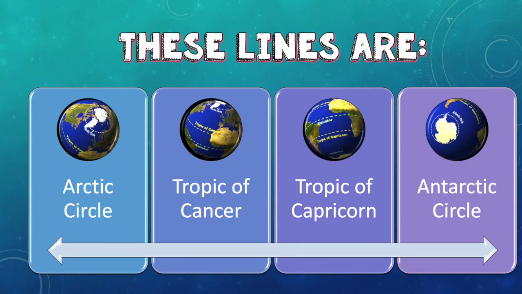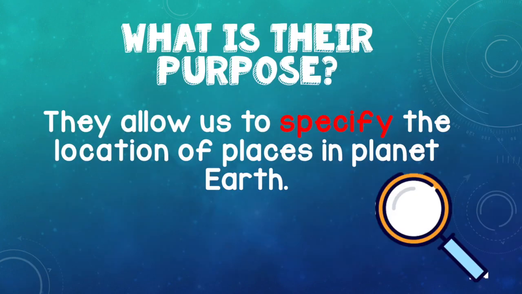Let's review. In today's class, you learned that apart from the equator line and the Greenwich meridian, there are other 4 important lines of reference, and those are the Arctic Circle, close to the North Pole, the Tropic of Cancer, the one between the equator and Arctic Circle, the Tropic of Capricorn, the line of reference that is located below the equator line, and finally we have the Antarctic Circle, the one that is close to the South Pole. What is their purpose? The purpose of lines of reference is that they allow us to specify the location of different places on planet Earth.